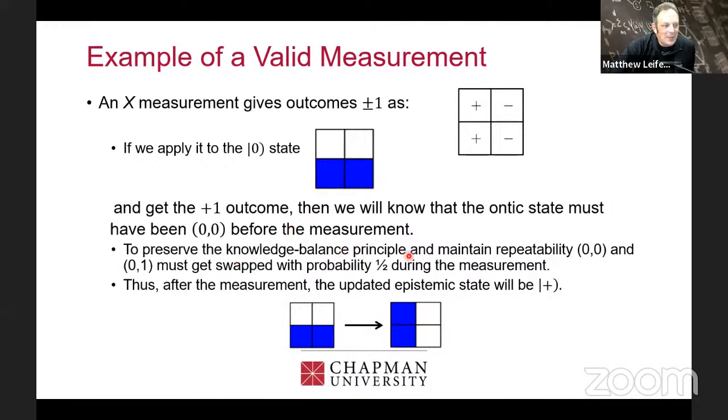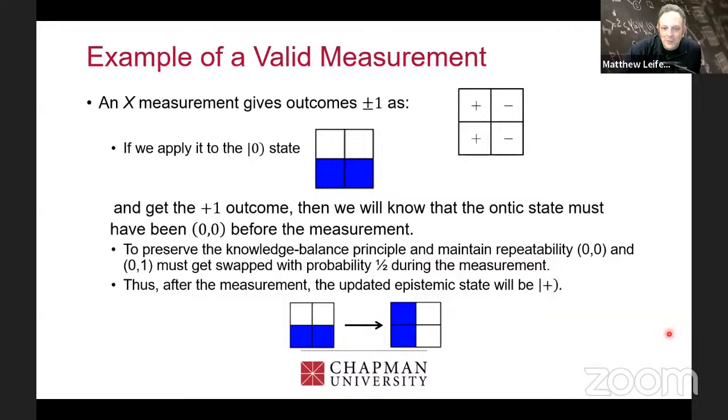So in order to preserve the knowledge balance principle and maintain repeatability, there must be some randomization process which swaps these 2 ontic states. So with probability 1/2, nothing happens, and with probability 1/2, these 2 states get swapped. And that would preserve repeatability because I'm only swapping between states that have the same outcome of that measurement. It preserves repeatability, and it preserves the knowledge balance principle because now I'm in a valid epistemic state after the measurement. So the updated epistemic state will be plus.